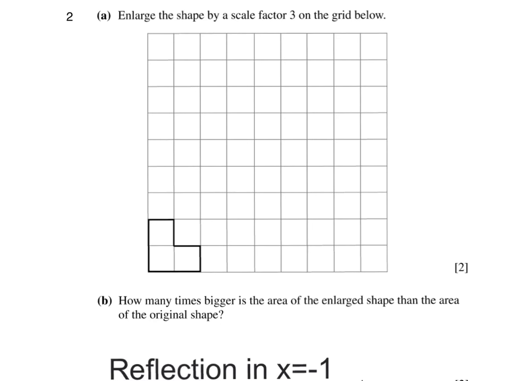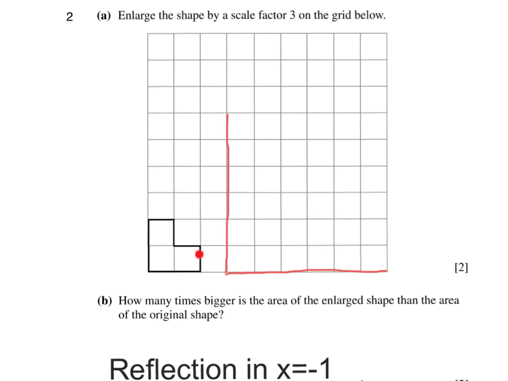So drawing my new shape here, 1, 2, 3, 4, 5, 6. Going across the bottom, there were 2 squares. Multiplying by 3 means there will now be 6. 1, 2, 3, 4, 5, 6.